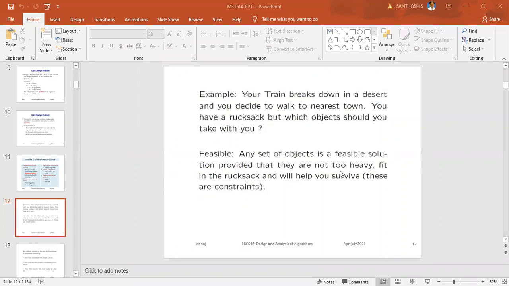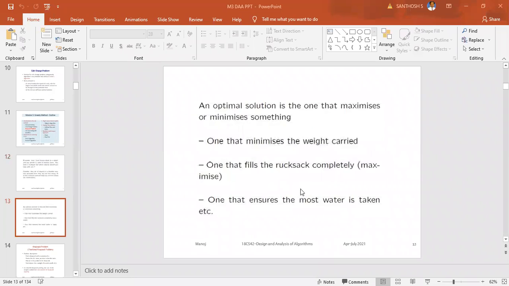Okay, so there is a bag. You put in everything you need, such that it should not be too heavy, because you have to walk to the nearest town. So what is the feasible solution? Take any set of objects that are not too heavy, fit in the rucksack and help you survive. This is the feasible solution.